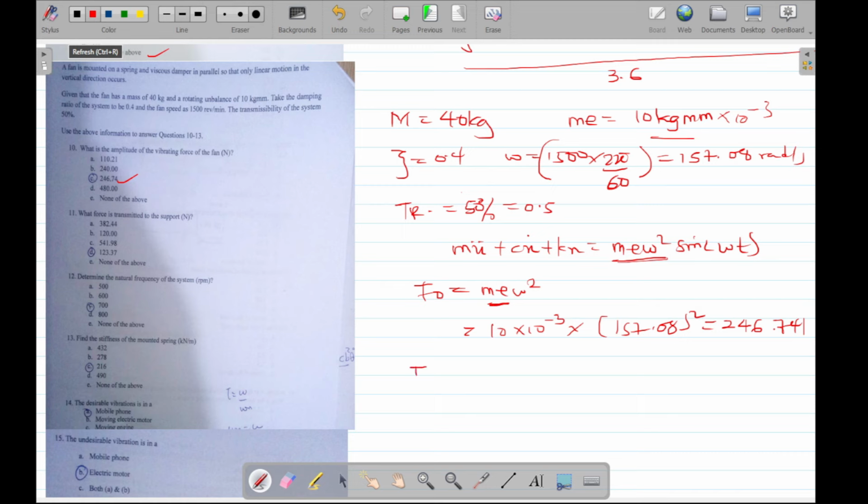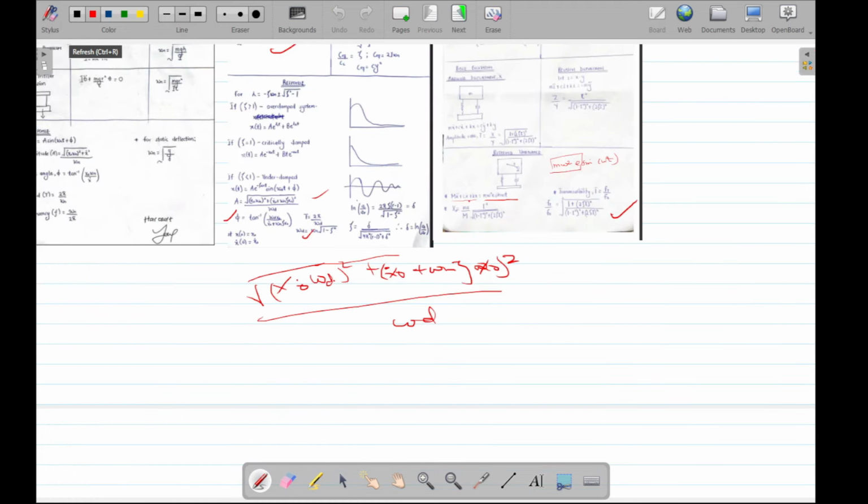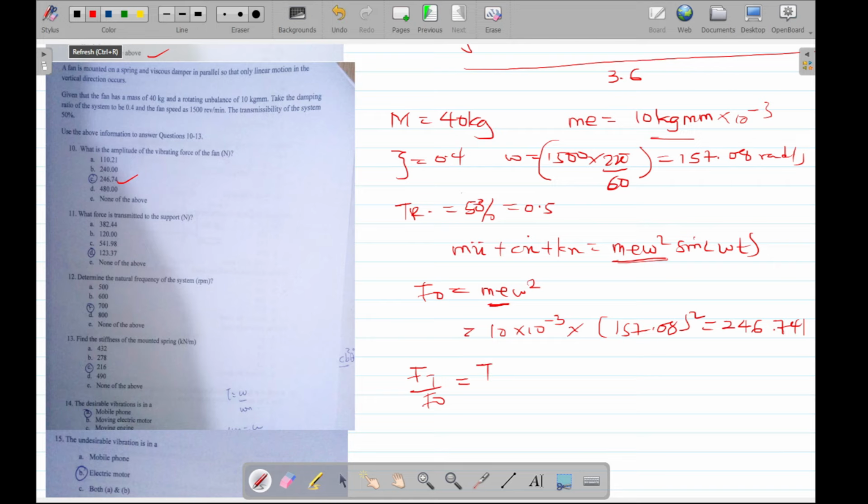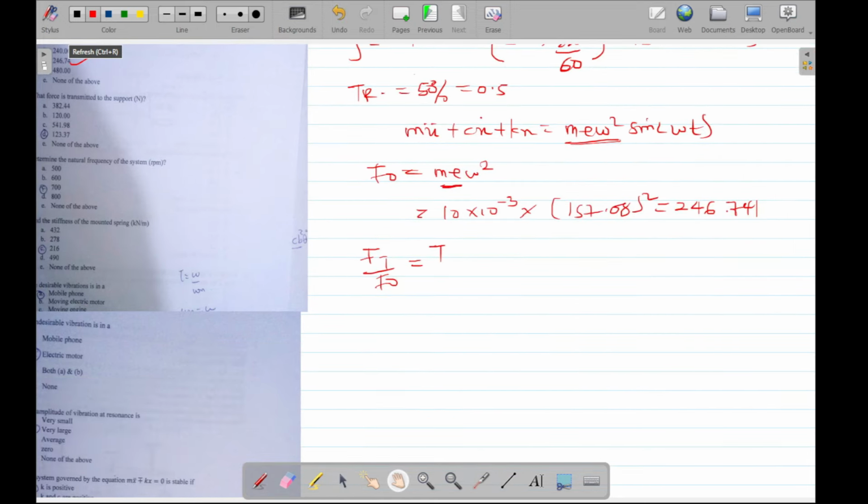The next question is to find the force transmitted. So the force transmitted Ft over F naught is equal to, let's see our formula sheet, 1 plus this and that, and that is our transmissibility given up here. So this is equal to TR, given as 0.5. So Ft will be equal to F naught times 0.5, which is 0.5 multiplying 246.741, and that gives us 123.37.